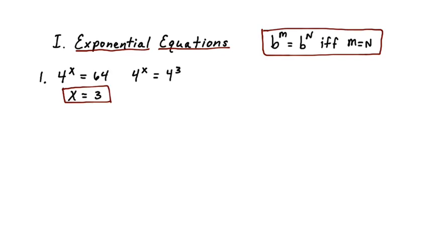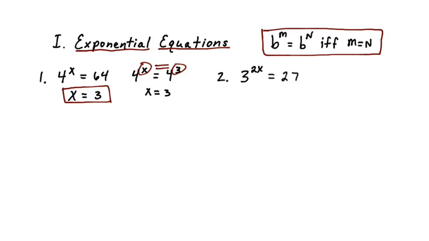So now we're going to use the property. Since our bases are equal, both of them are 4, we know that the exponents must also be equal. So let's set the exponents equal, and we're set. Now again, this is not all that helpful here, but with some of the problems we do, it's not as obvious what the solution is. And so we'll use this technique. It'll be a little more useful.